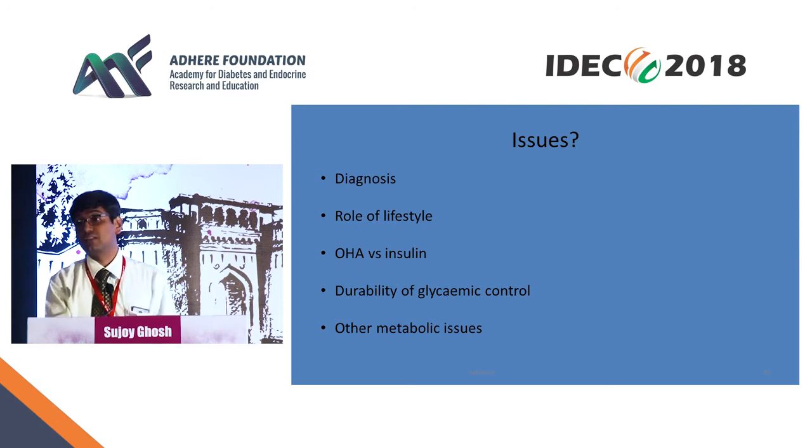Oral agent failure is very common. If you read the New England Journal paper on metformin, OHA failure with metformin in adolescents with type 2 diabetes occurs much earlier than in adults, because perhaps these guys have more rigid lifestyles and more aggressive disease, and the durability of glycemic control is relatively poor. And of course, there are other metabolic issues including obesity, hypertension, dyslipidemia, hyperuricemia.